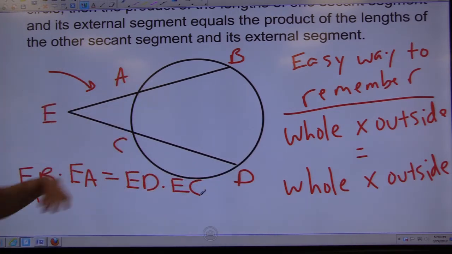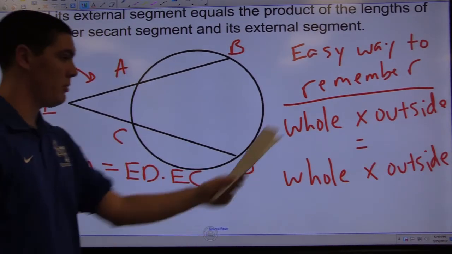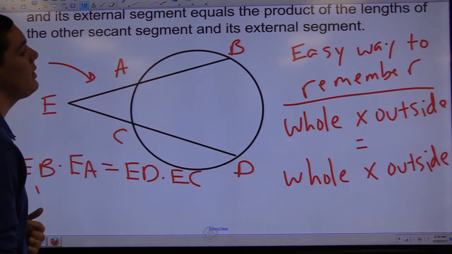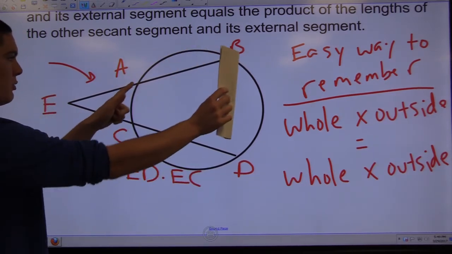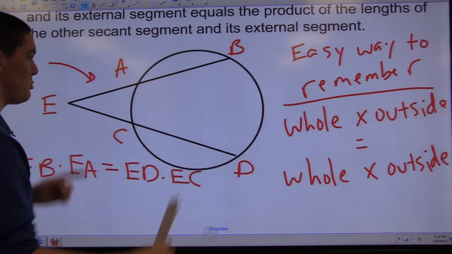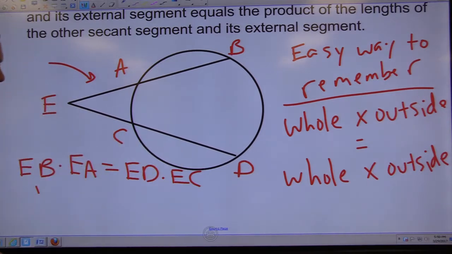So I think that's a lot easier to remember than this whole thing. So that's what I would advise you guys try to remember here. So now remember, it is the whole thing. So that's what a lot of people mess up on. They just multiply the inside times the outside, or try something else. But it's the whole thing. It's going to be EB times EA is equal to ED times EC.